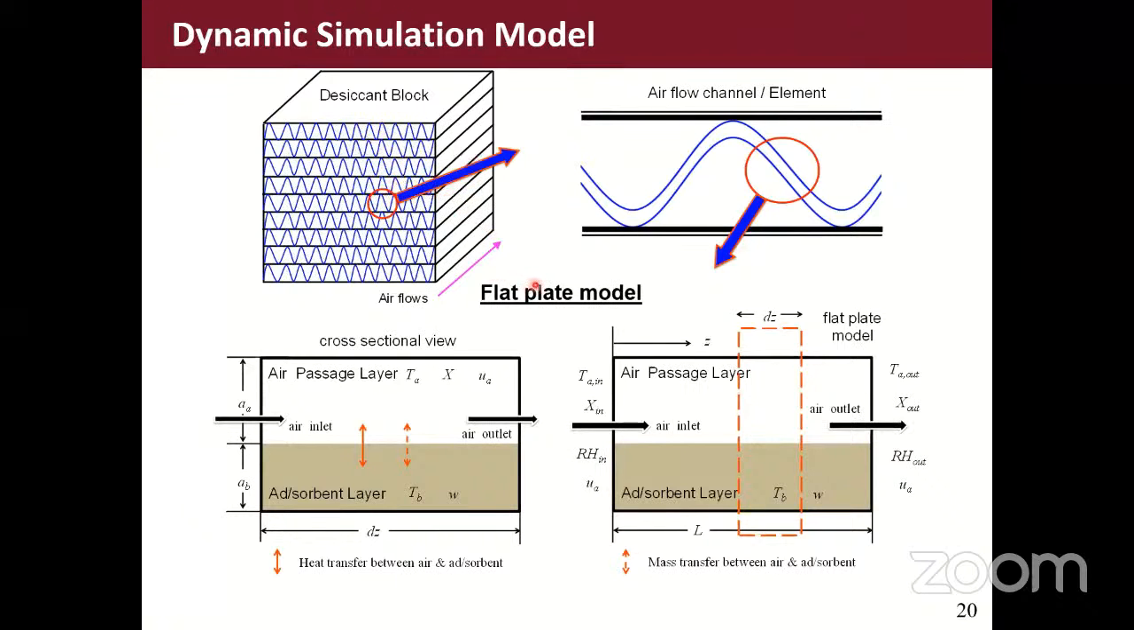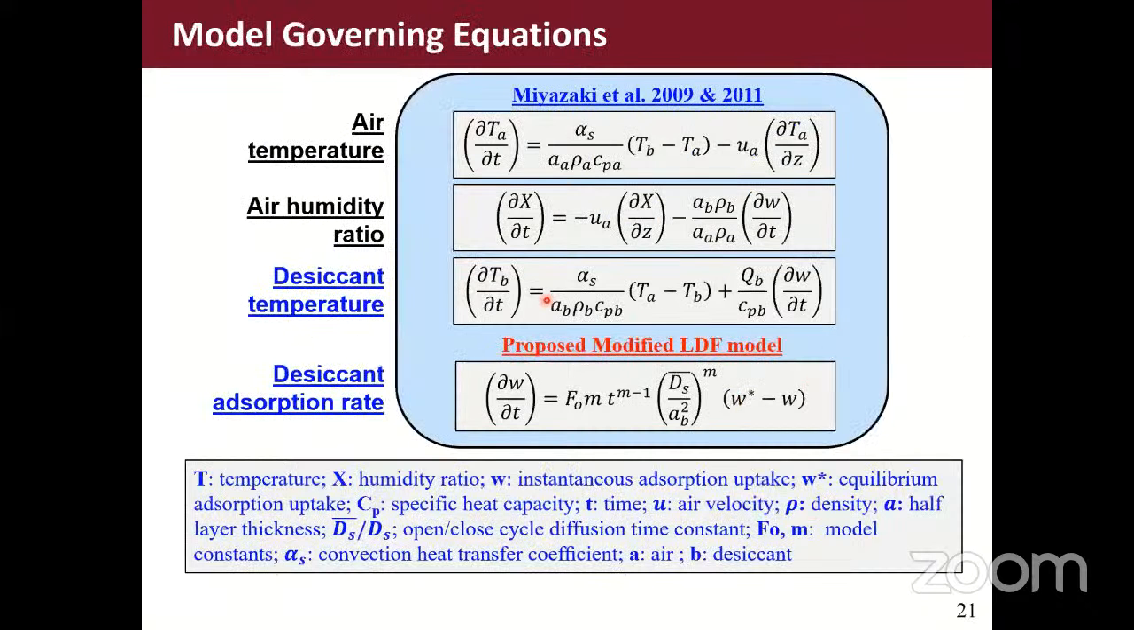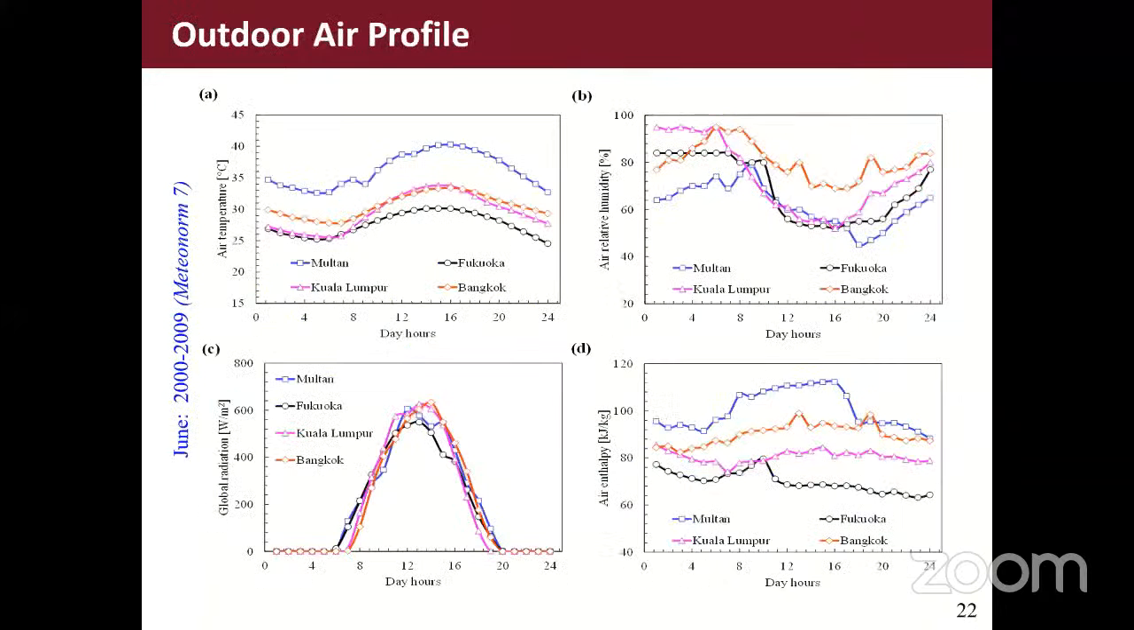This is the flat plate model, and the desiccant block is shown here. This desiccant block is considered in two layers, an absorbent layer and an air layer, with a heat and mass transfer balance, and we develop equations for it. About three equations were developed by my professor, Miyazaki et al., in the 2009 and 2011 papers. You can find these equations in detail there. There is also a modified linear driving force model we use to understand the kinetics of the polymeric sorbent, and this equation we use for the simulation of PS1 and PS2.